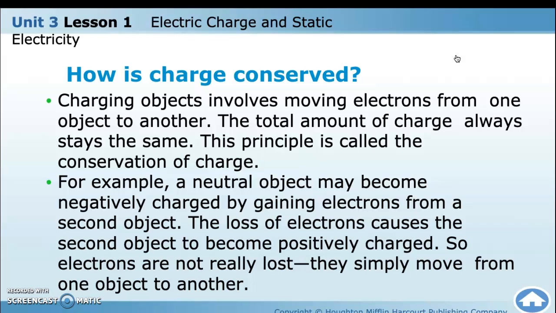And so that is it for our unit on electric charge and static electricity, or for our slides really, not really our unit, because we have more to talk about. More about Ohm's law and about circuits.